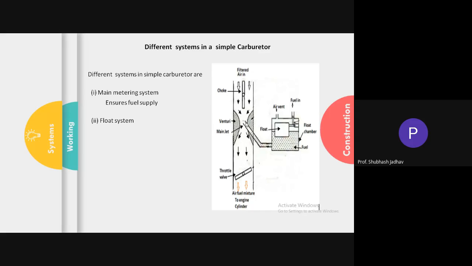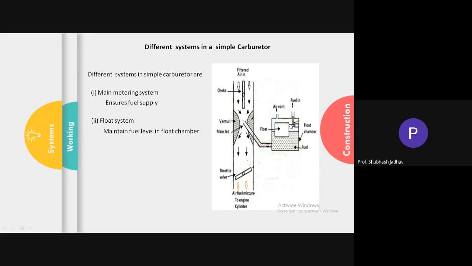Second system is your float system. What does it do? It maintains the fuel level in the float chamber. फ्लोट चेंबर मधलं लेवल जे आहे ते मेंटेन करायचंय आपल्याला, एक फिक्स्ड लेवलला मेंटेन करायचं आणि ते कोण करतं? फ्लोट सिस्टम करतं.